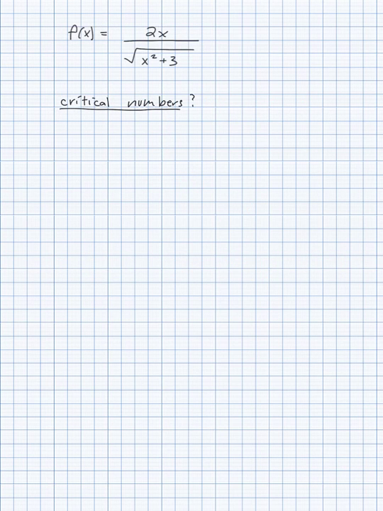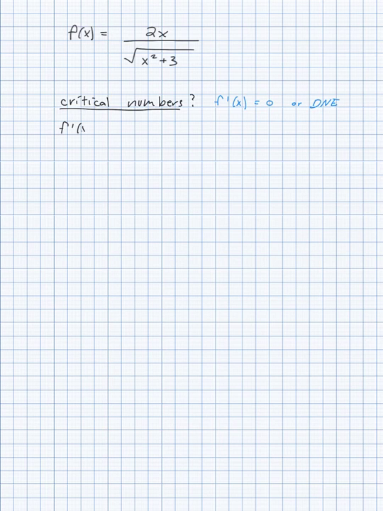Now, last but not least, we need to determine if there are any critical numbers or potential points of inflection, and then we can evaluate the concavity of the function. So first, to determine if there are any critical numbers, I'm interested in if there are any values of x that make the first derivative, f prime of x, equal to 0, or for which the function is undefined or does not exist. So the first thing I need to do is to take the derivative of the function f of x.